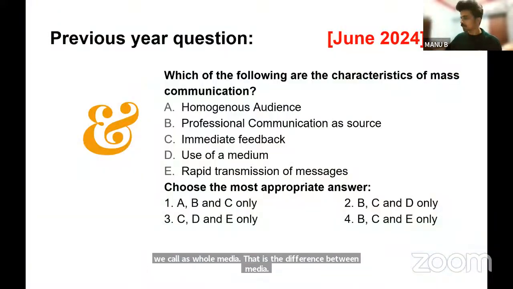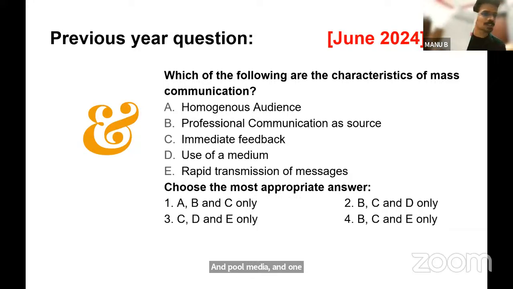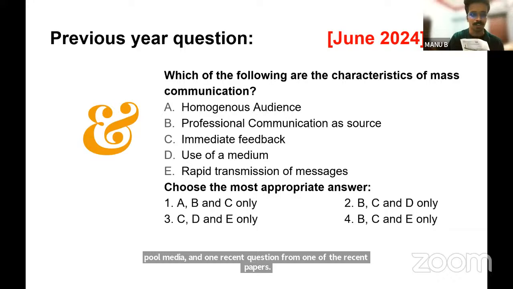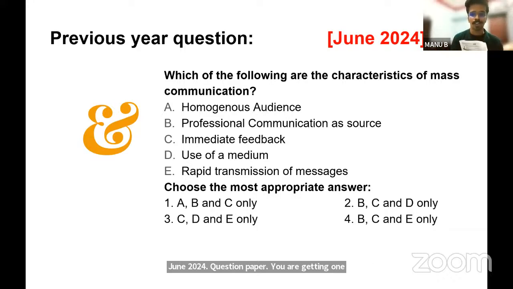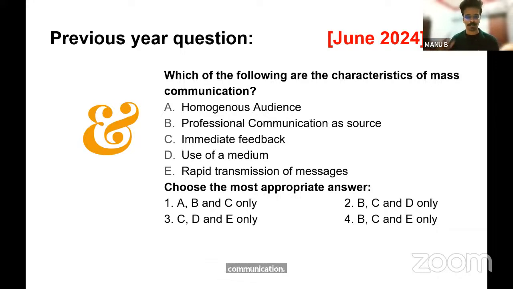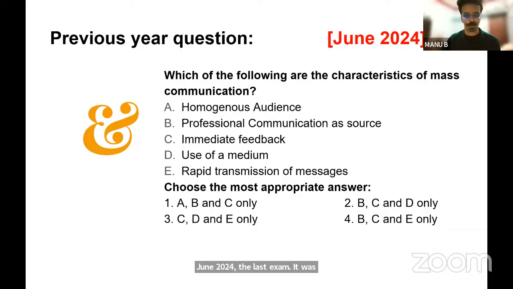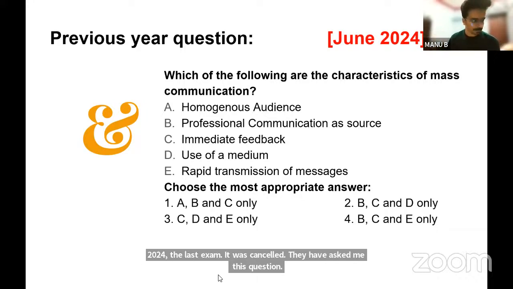And one question from a recent question paper, the June 2024 question paper. Which of the following are the characteristics of mass communication? Homogeneous audience, professional communicator as a source, immediate feedback, use of medium, rapid transmission of messages. June 2024, the last exam which was cancelled, they asked this question on mass communication. Which is it?